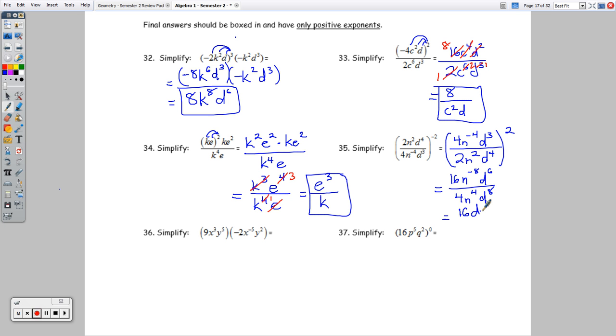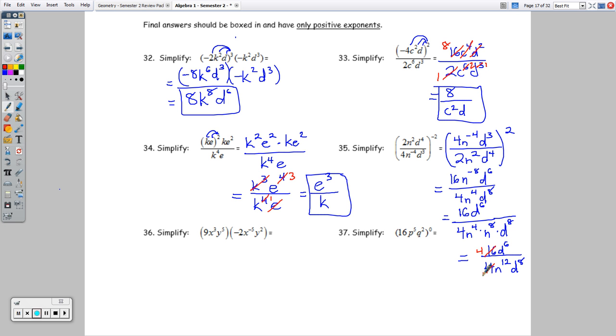So this would be 16d to the 6th, and then 4 n to the 4th times n to the positive 8. Now if we move that to the other place in the fraction, and that still times d to the 8th. So if I put all that together, I've got 16d to the 6th over 4n to the 12th d to the 8th. So one more step here.